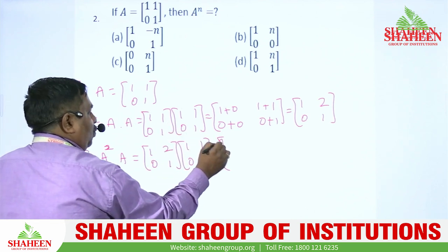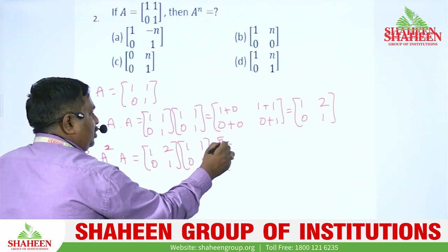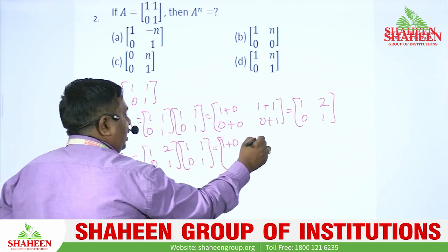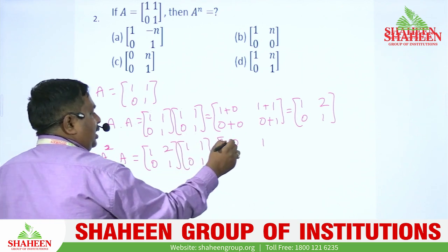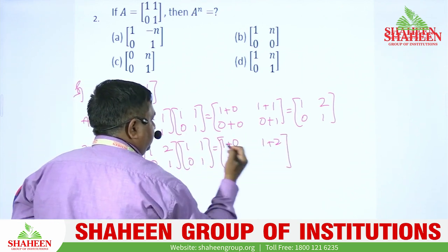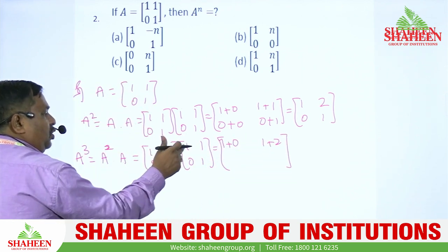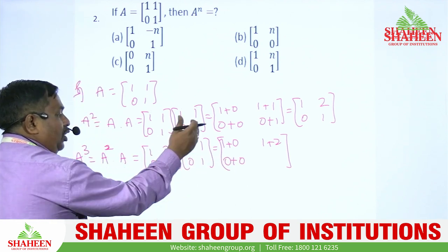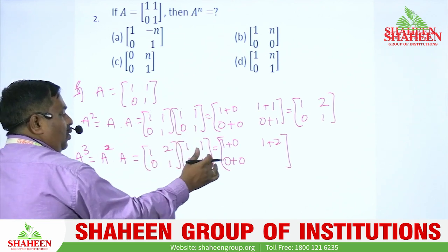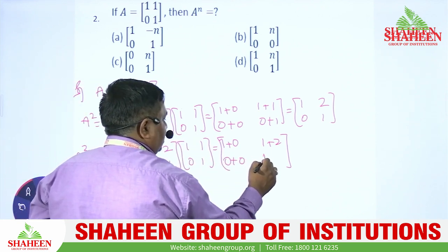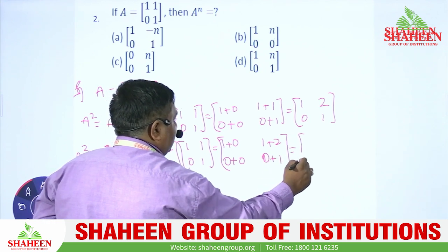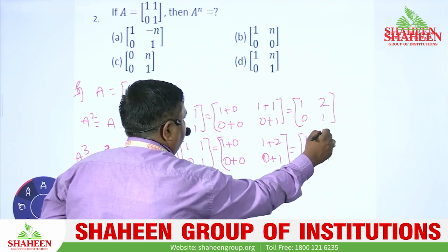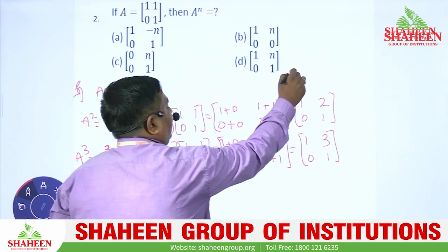1 ones are 1 and 2 zeros are 0. That is 1 plus 0. Next, first row, second column. 1 ones are 1 and 2 ones are 2, plus 2. Next, second row, first column. 0 1 is 0, 1 0 is 0, 0 plus 0. And second row, second column. 0 1 is 0, 1 1 is 1. That is 0 plus 1. And the resulting matrix is 1 3 0 1.